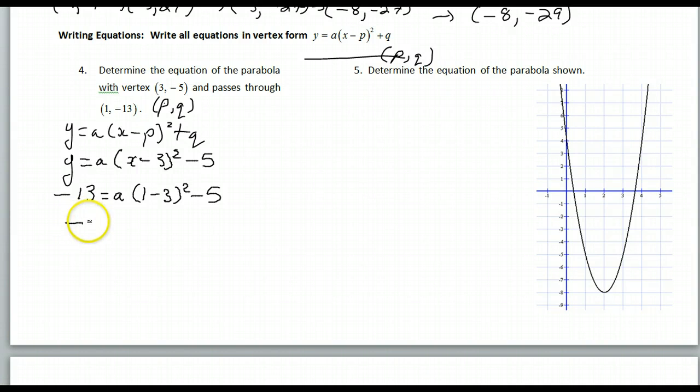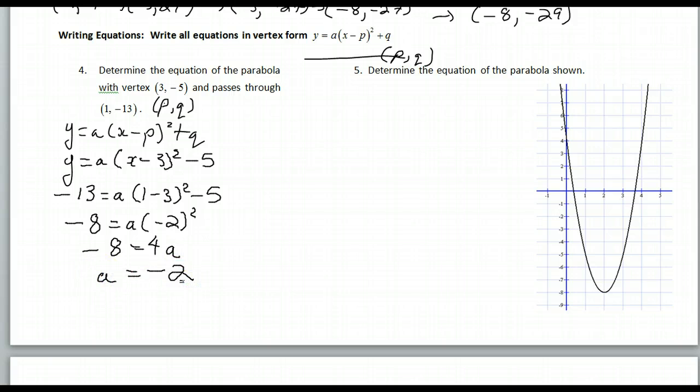So I'm going to add 5 to both sides. 1 minus 3 is -2 squared. -8 is equal to 4a, and a is equal to -2. So our equation now, we don't want the x and the y, we want them to be just general points. So we've solved for a, we get y equals -2(x minus 3) quantity squared minus 5. If you substitute a value of x as 1, you will end up with a y value of -13.